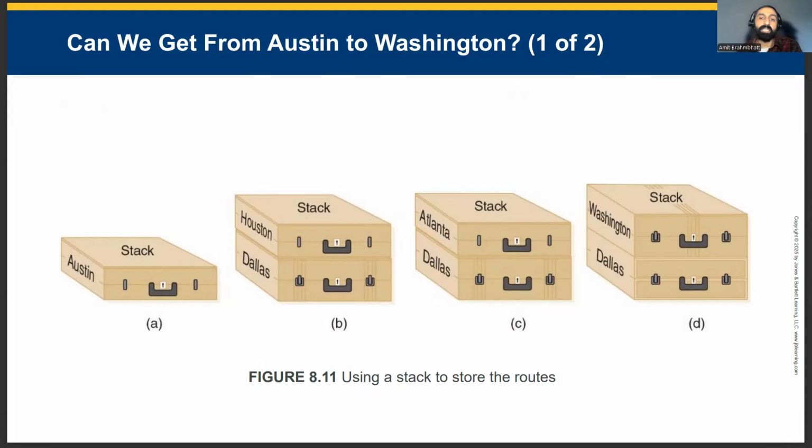Each time we extend the path, we push a new city onto the stack. When we reach a dead end, we pop off the most recent city and backtrack. This demonstrates exactly how DFS works under the hood. The airline route framing makes the algorithm feel intuitive, almost like tracing possible travel paths on a map.